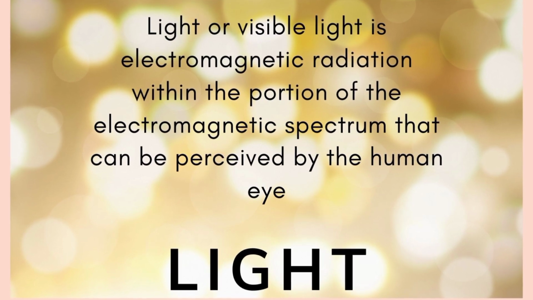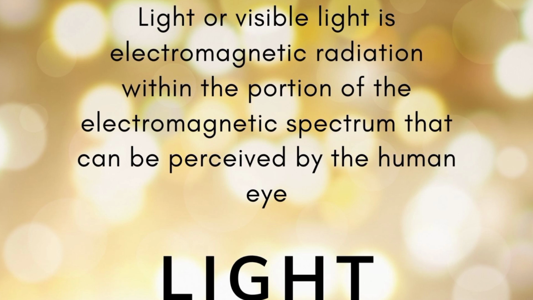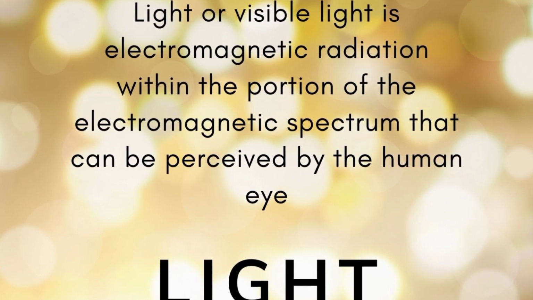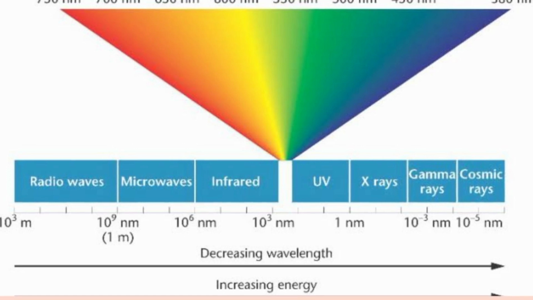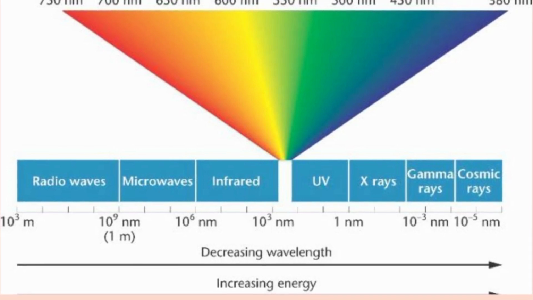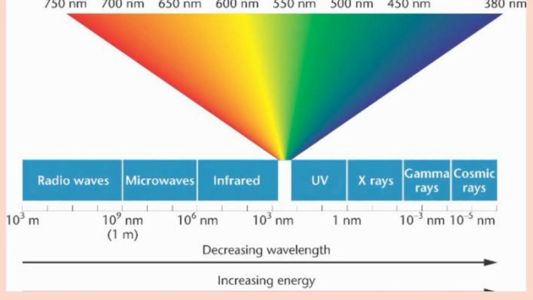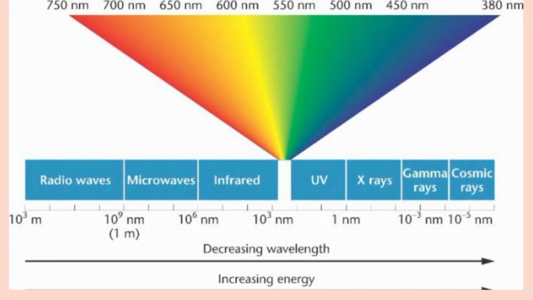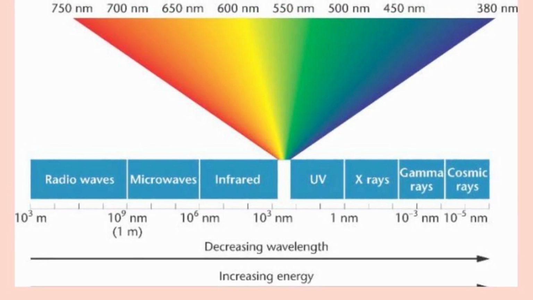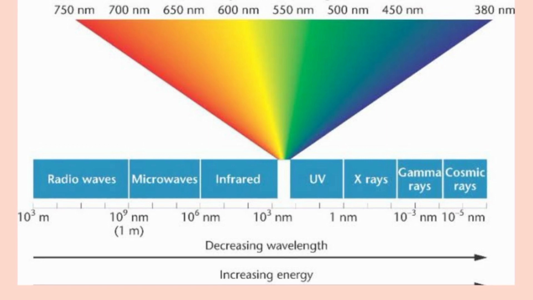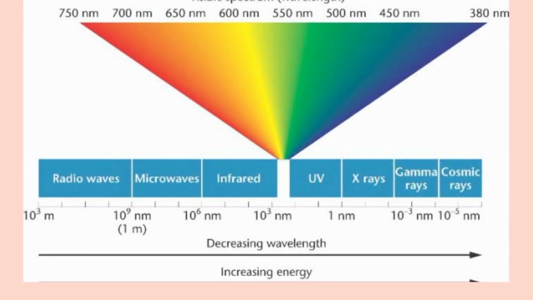Light, or visible light, is an electromagnetic radiation within the portion of the electromagnetic spectrum that can be perceived by the human eye. So here are the waves in the electromagnetic spectrum. They are arranged from longest to shortest wavelength. We start with the radio wave, followed by the microwaves. We have the infrared, then we have our visible light, then you have our UV, X-rays, we have the gamma rays, and the cosmic rays.